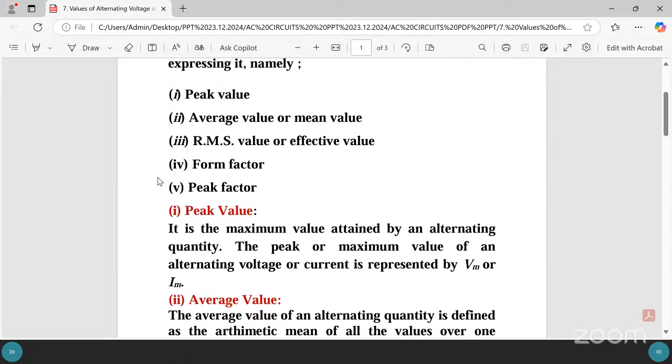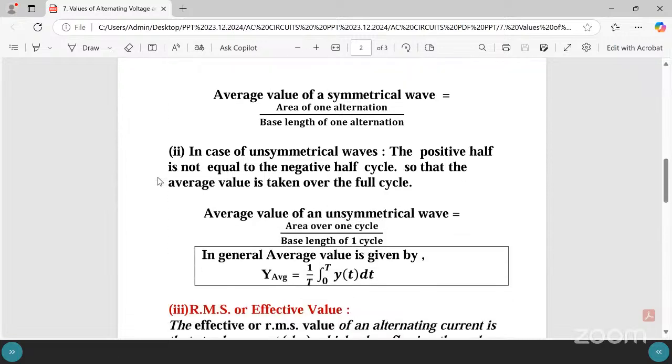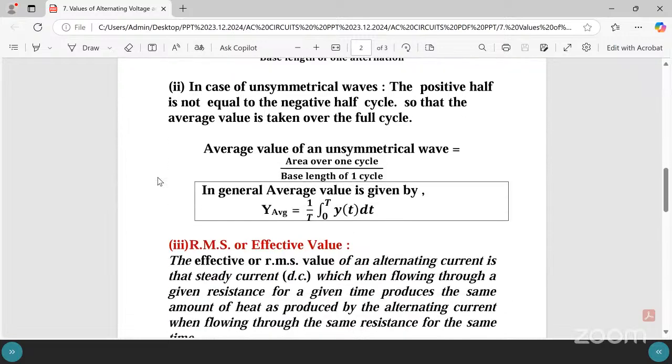In the 7th topic, we have to know what is average value, RMS value, form factor, peak factor, and their formulas. The first formula is the average value formula. The average formula is a standard formula. Remember this formula.